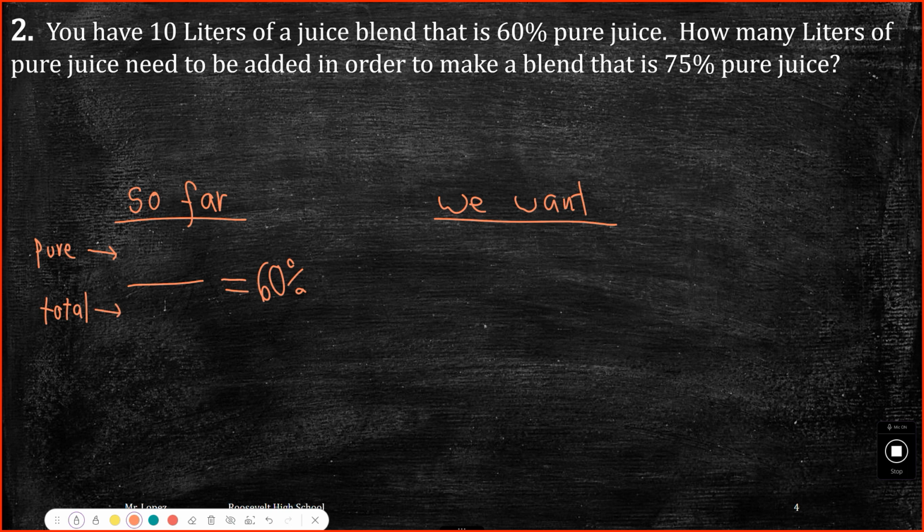So what goes at the bottom then? 10 liters. Now what goes on top? 6. Why is it 6?